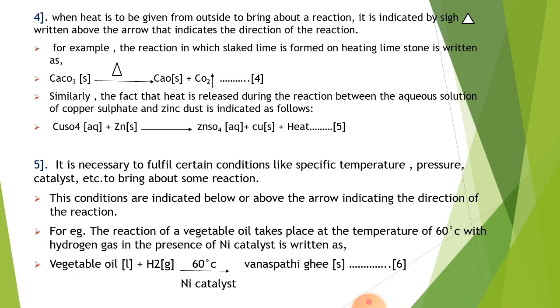On heating, that means above the arrow, what is there? The sign of heat, that is the small triangle. From that we come to know that heat is given to the calcium carbonate. Okay, so then what we will get is CaO in solid form plus CO2, with the arrow pointed upward for CO2, which means carbon dioxide, and carbon dioxide is a gas.